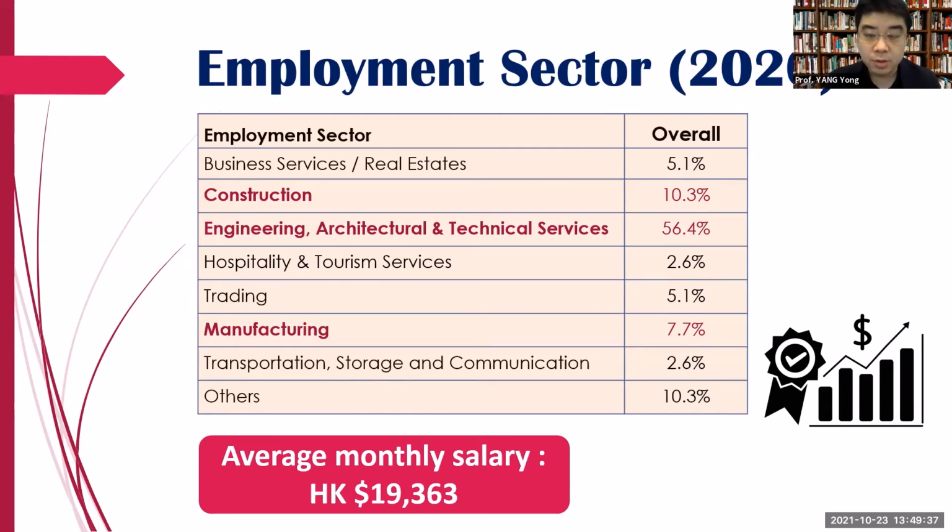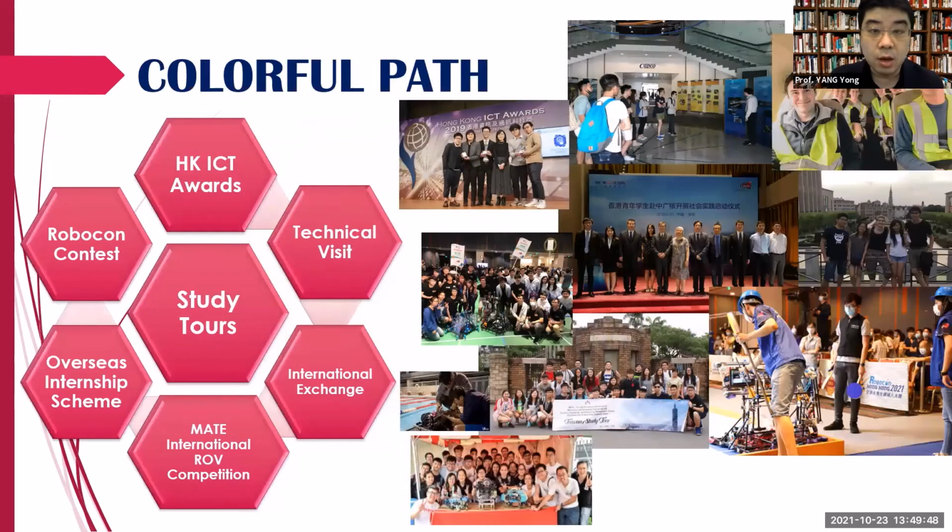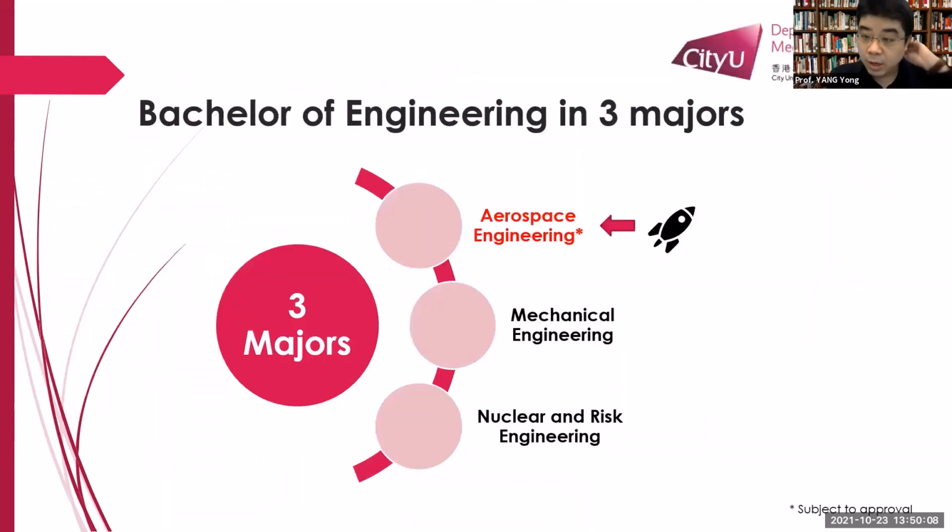For our graduate students, the average monthly salary of a graduate, according to last year's data, is very close to 20,000 Hong Kong dollars per month. Now during the study at CityU, students get different opportunities to attend different contests, like Robocon contests. They also have opportunities to study abroad, and they can also get an internship in local industries or local companies as well. So let me talk about aerospace engineering.